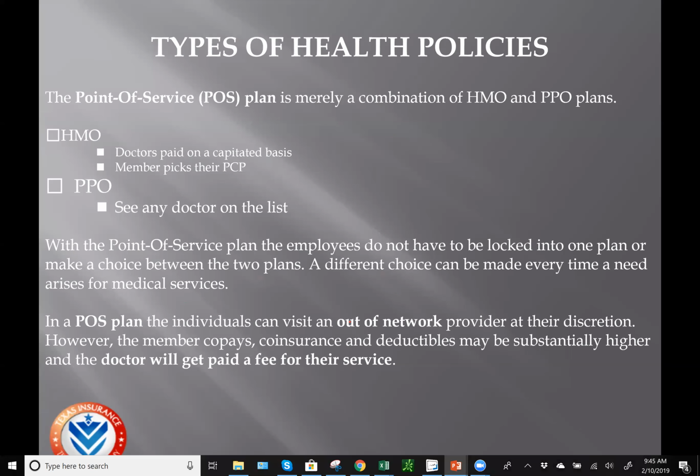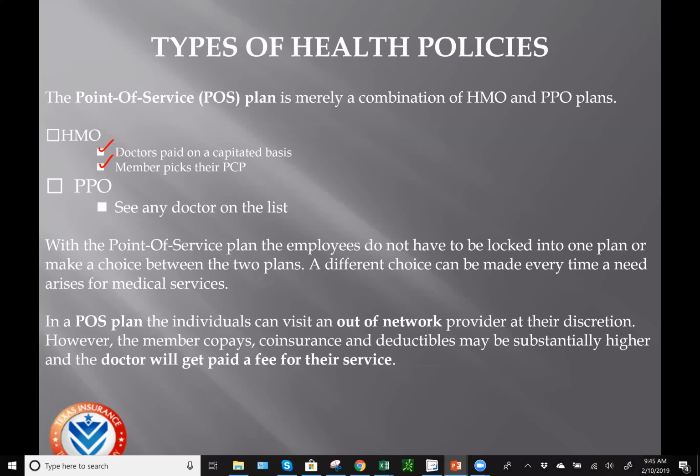First, the doctors are paid on a capitated basis. Once again, they get paid a set fee for each member of the POS network. Next, you as a member would get to pick your primary care physician from their list of providers. But here's the PPO part.